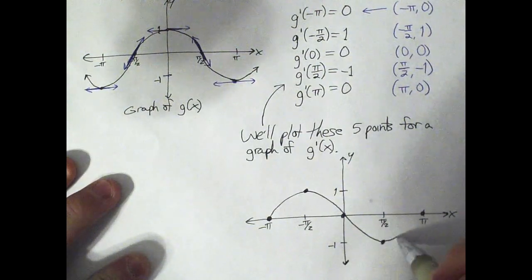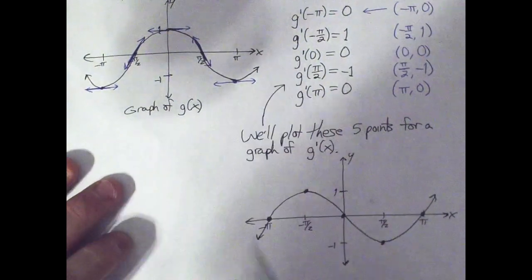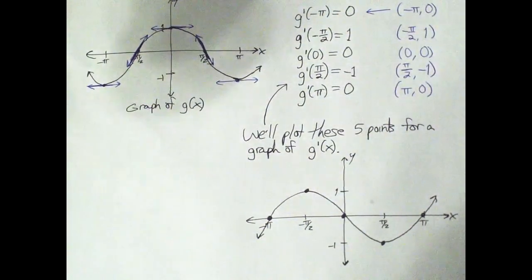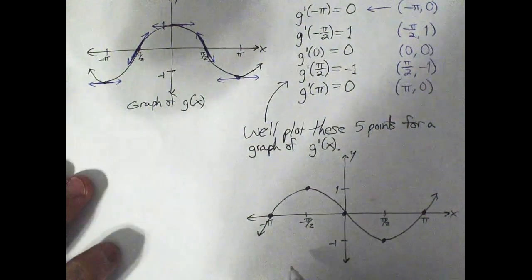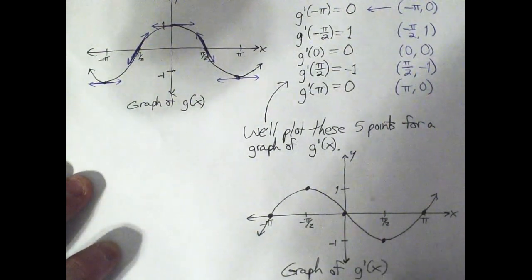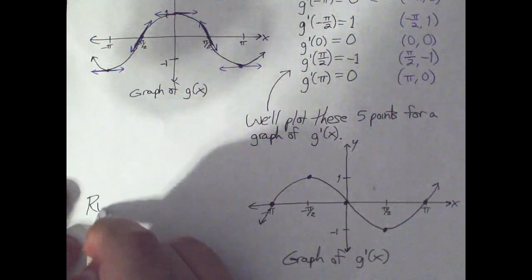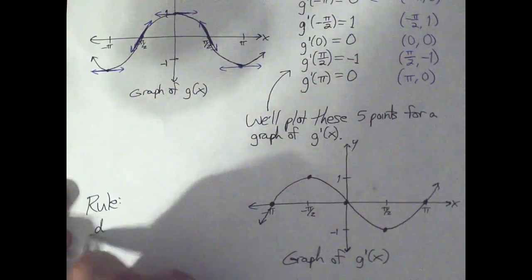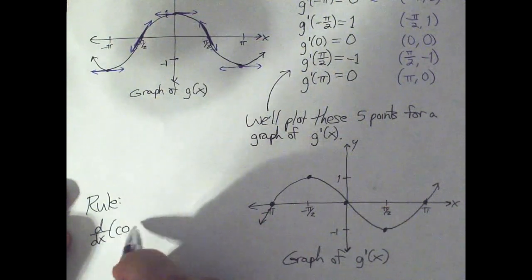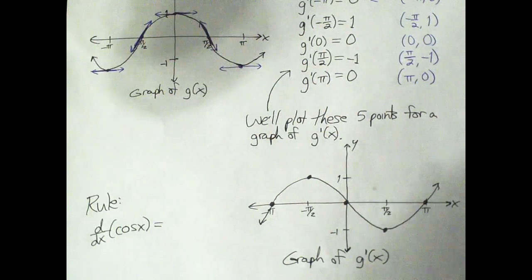Like this. And it keeps going, of course. We're only drawing part of the picture, but all of these pictures we've drawn today keep going to the left and to the right. And I'll say this is a graph of g prime. So can we tell from the picture, what have we found? The rule for the derivative of cosine x. It's whatever this function is that I've drawn here.